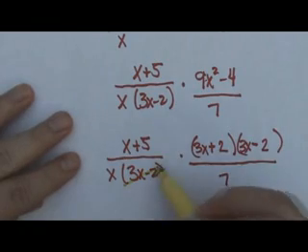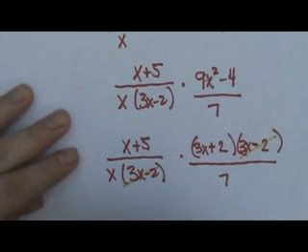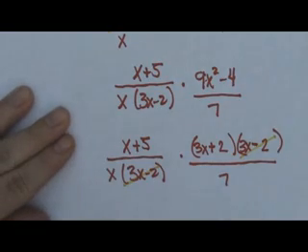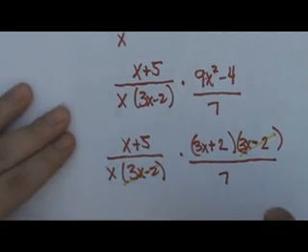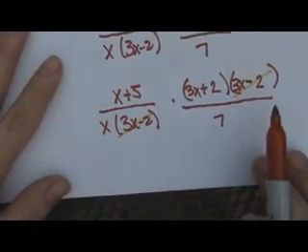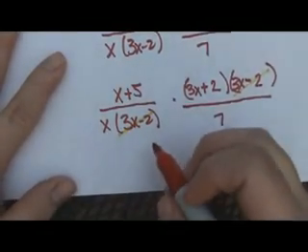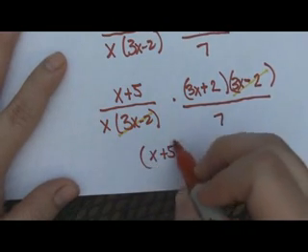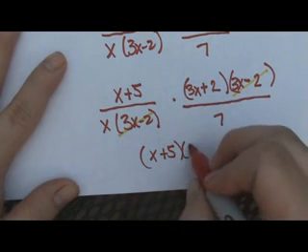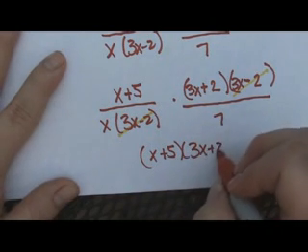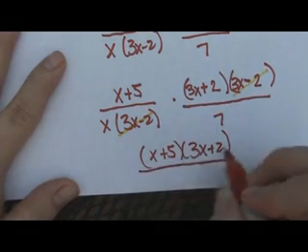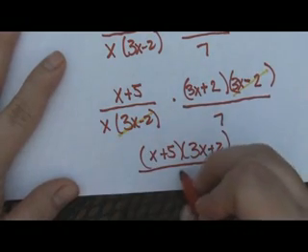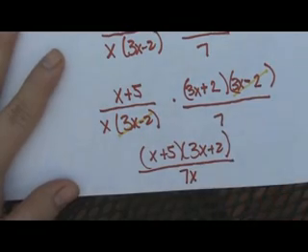We have something else that would cancel now. The 3x minus 2's cancel. I think that's going to wrap everything up. Let's write everything together as one term, x plus 5 times 3x plus 2 over x times 7. I'm going to write that as 7x.